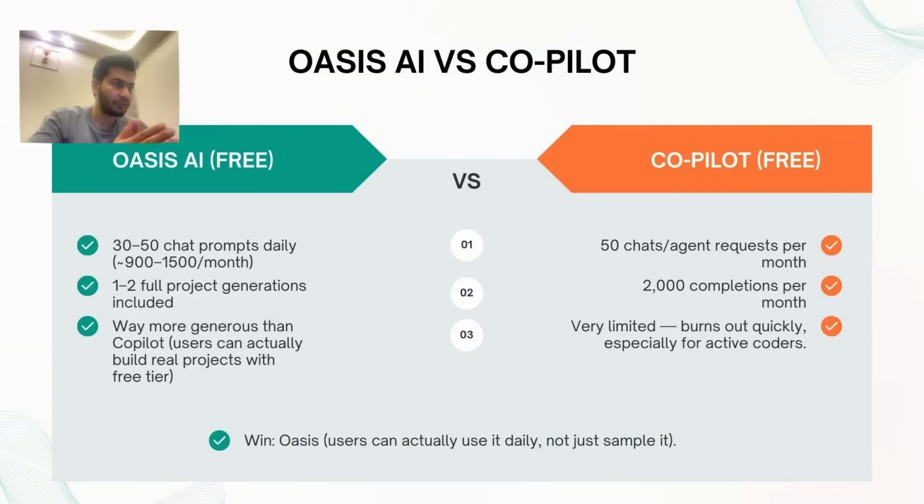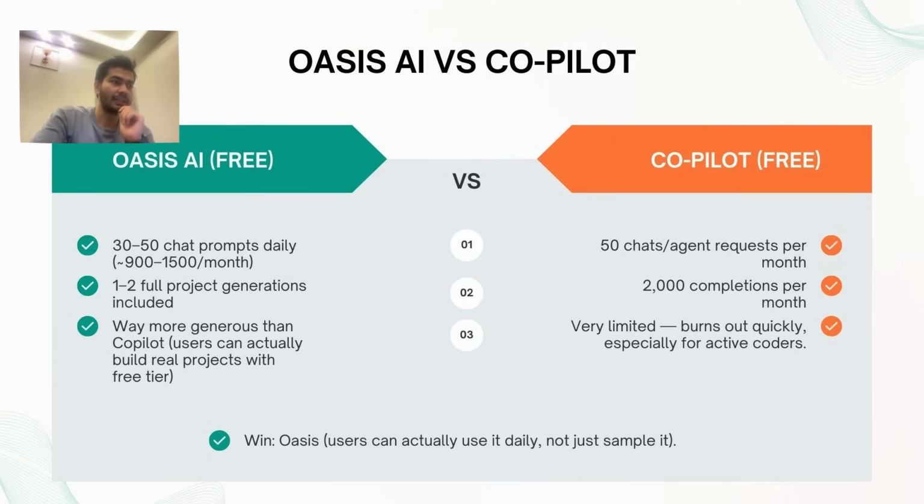So as the last part of this video, let's also go through the pricing model for Oasis AI and Copilot both. The free tier for Oasis AI offers 30 to 50 chat prompts daily, and on the other hand, Copilot offers 50 chat requests per month. So Oasis is far better in this condition. Oasis provides 1 to 2 full project generations, and Copilot provides 2000 completions per month.